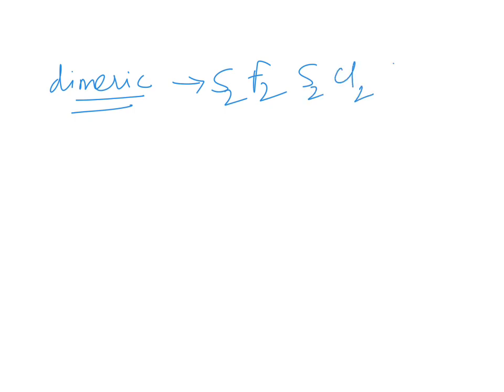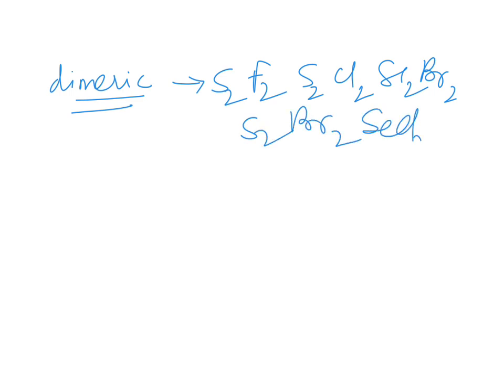Now monohalides are generally dimeric in nature. Monohalides are dimeric in nature, means they exist as S2F2, S2Cl2, S2Br2, and so on.